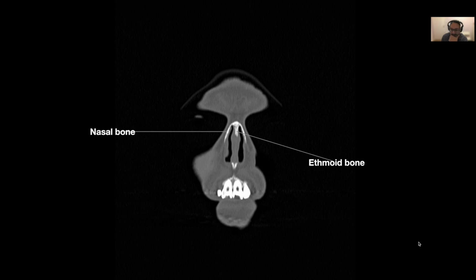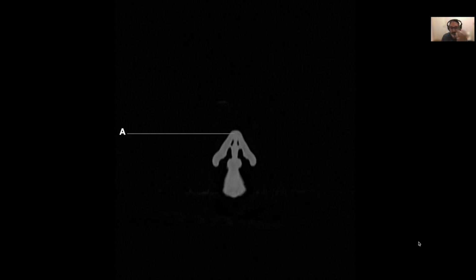So I think that's it. That's it for the coronal view. Oh no, one last one. That's for you. So that's not a bone. What's left? What's at the right of the tip of the nose? Nasal cartilage. That's it. I just thought I'd show you so you know what it looks like. All right, so let's keep going.